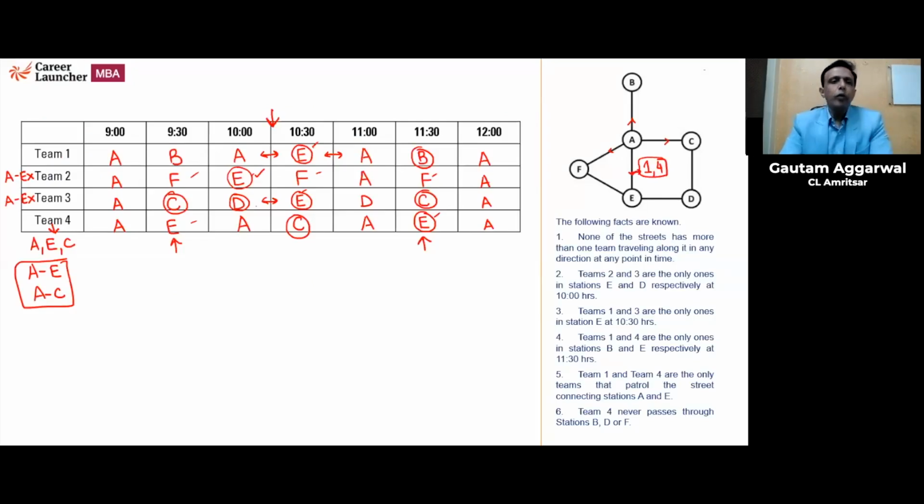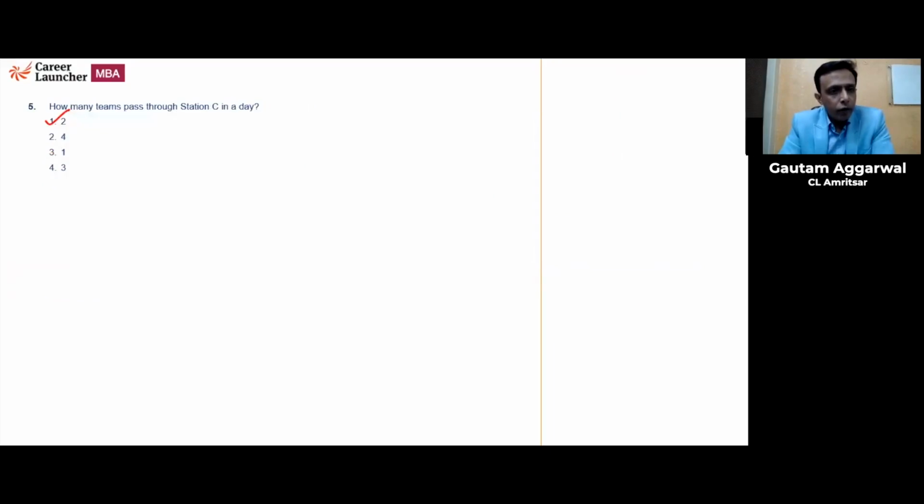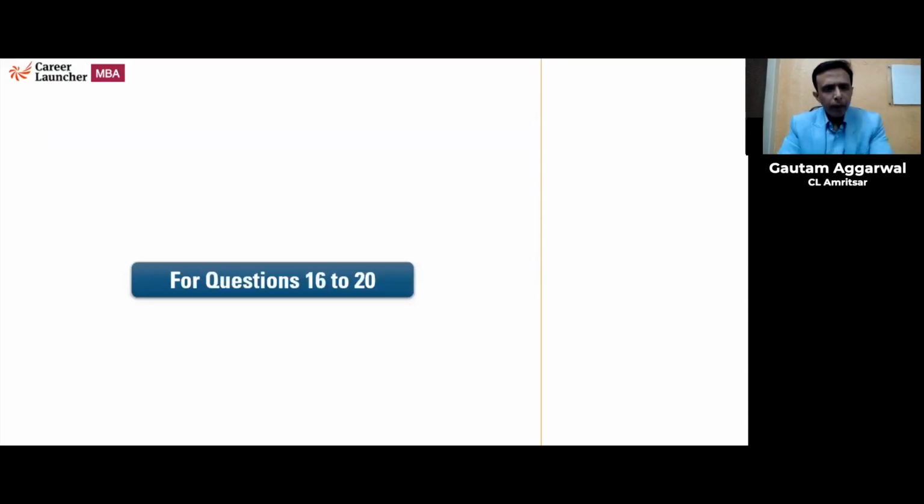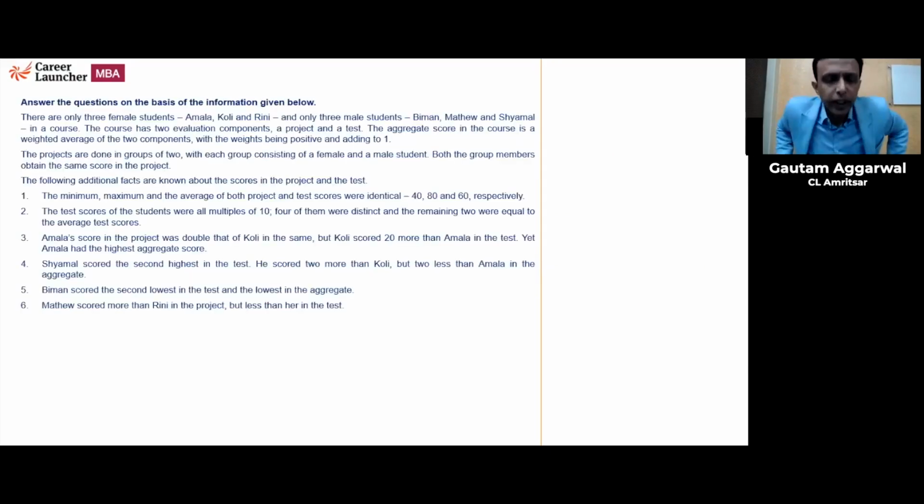Perfect. So moving to the next set, that was set number 4. Probably the toughest of all sets, not very tough, but yes, people found it a little tougher than the other 4 sets. The set was talking about 6 students who took a certain kind of test. There were 3 female students among them, Amla, Kohli and Rini, and 3 male students, Bimal, Matthew and Shamal.